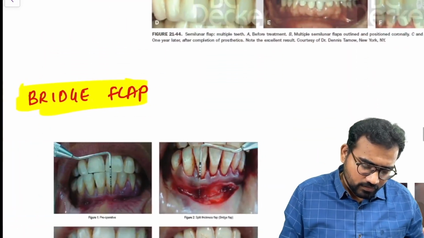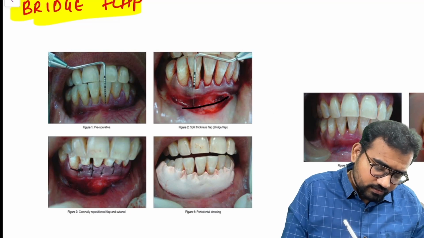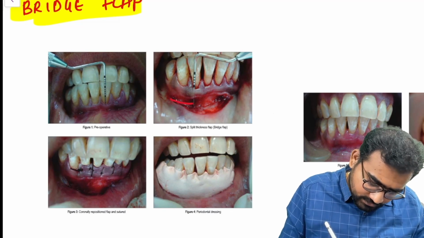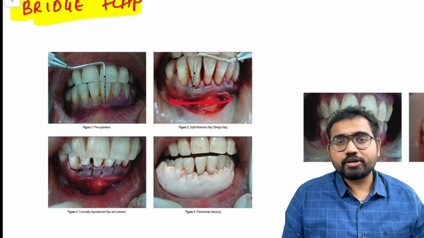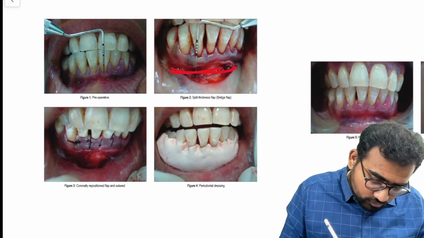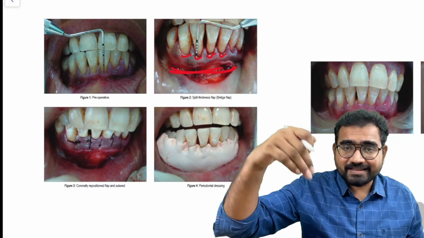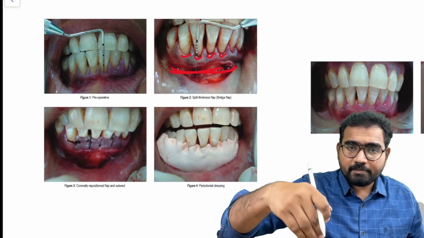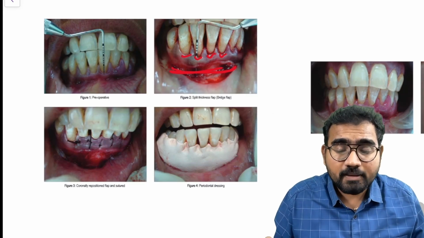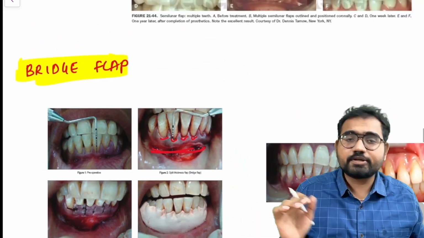Okay, fine. Now coming to bridge flap. So bridge flap is very simple. I'm going to give a small incision in the vestibule, as you can see here. And then I'm not going to break the papilla. I'm just going to give incision only in the sulcus, and then I'm going to pull it forward, raise a full thickness flap like tunneling. I'll just give a circular incision, put my periosteal elevator inside, just reflect the flap, full thickness flap, pull it coronally. I'm not going to break the internal papilla. I'm just going to give a circular incision, raise a full thickness flap, suture it coronally. This is called a bridge flap.